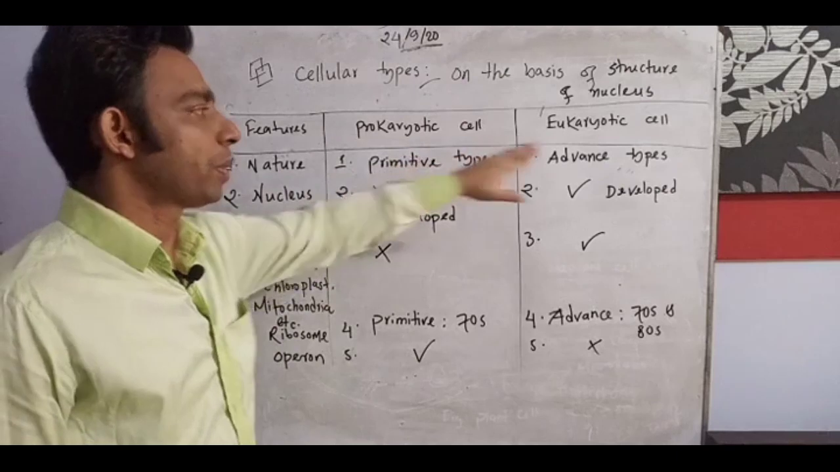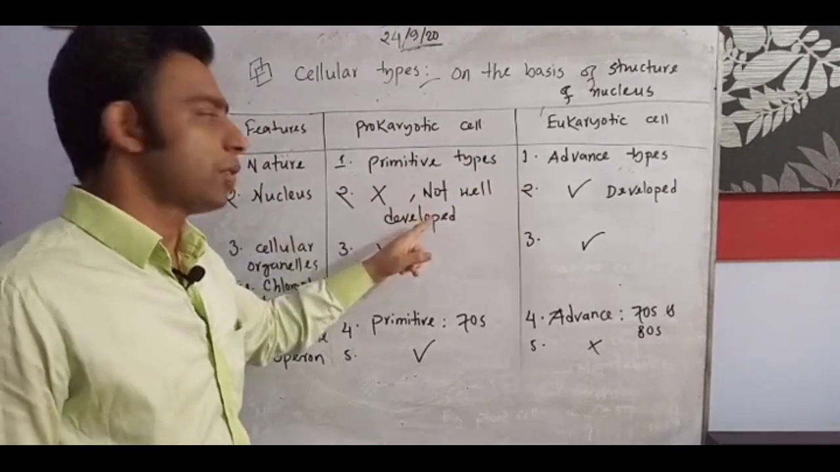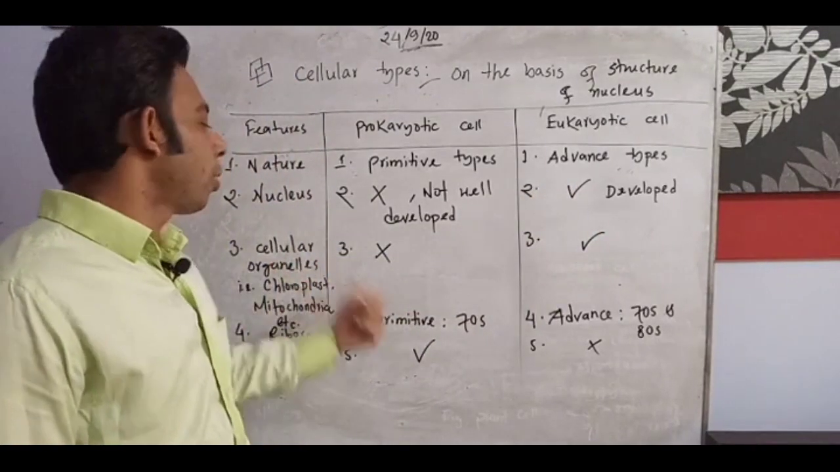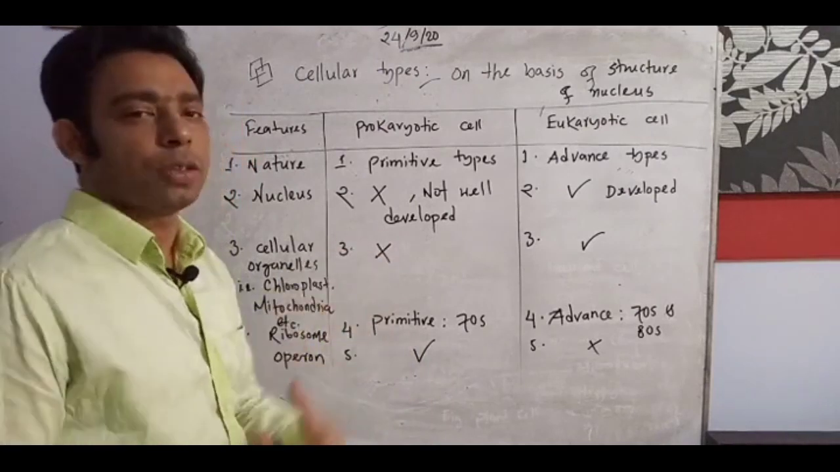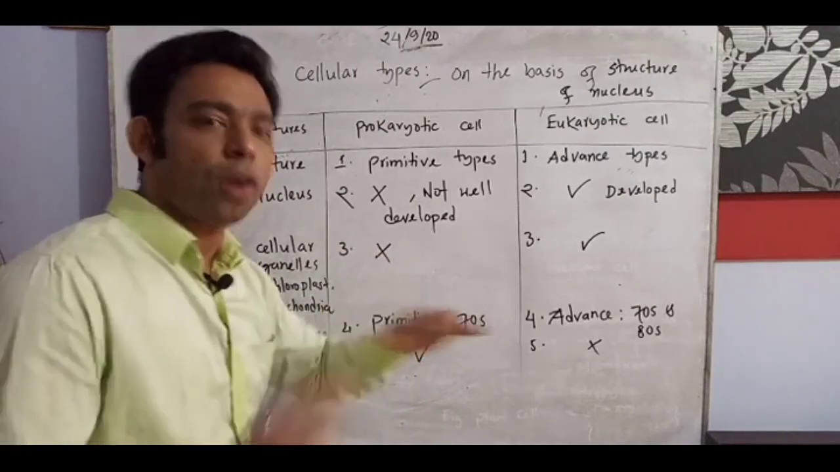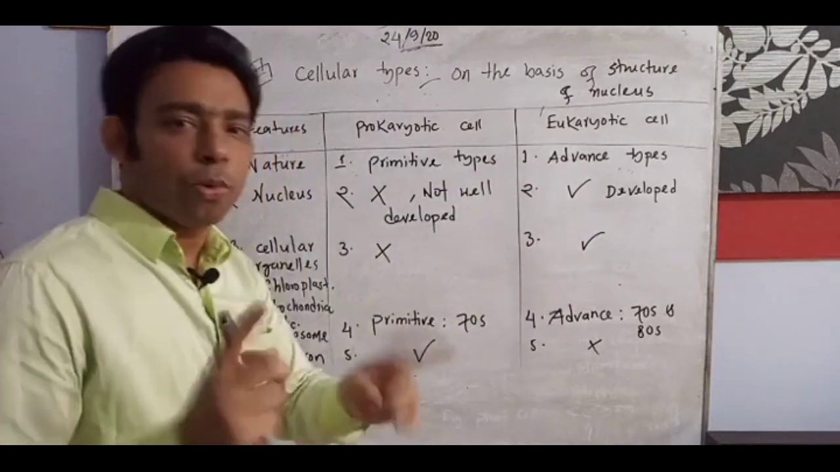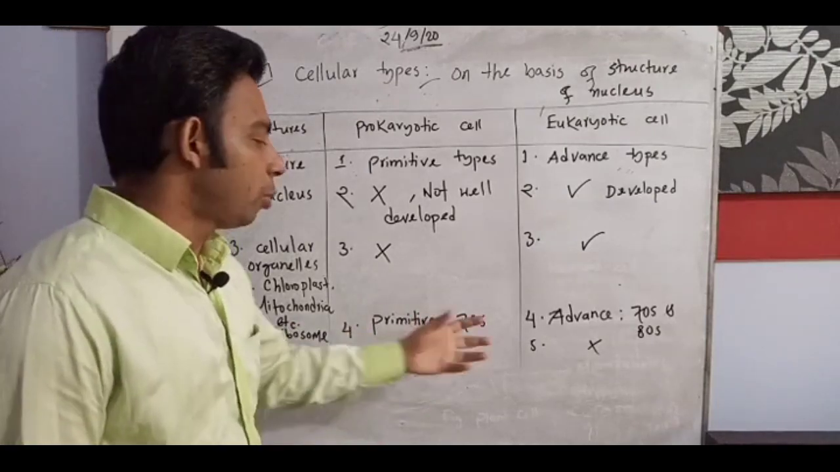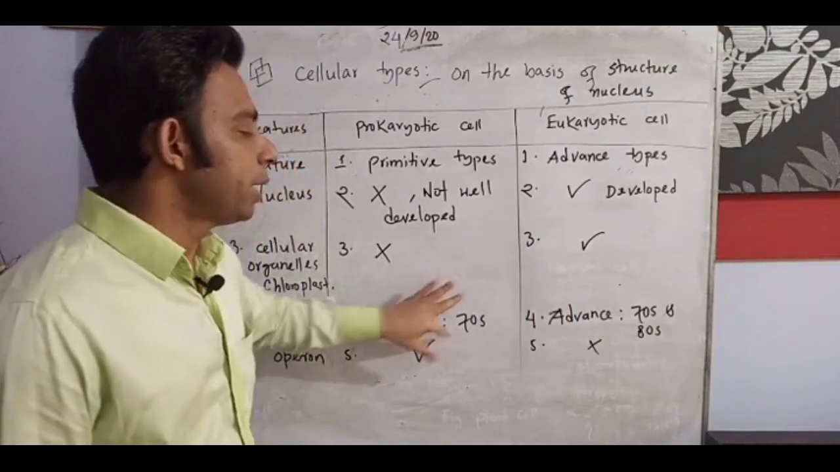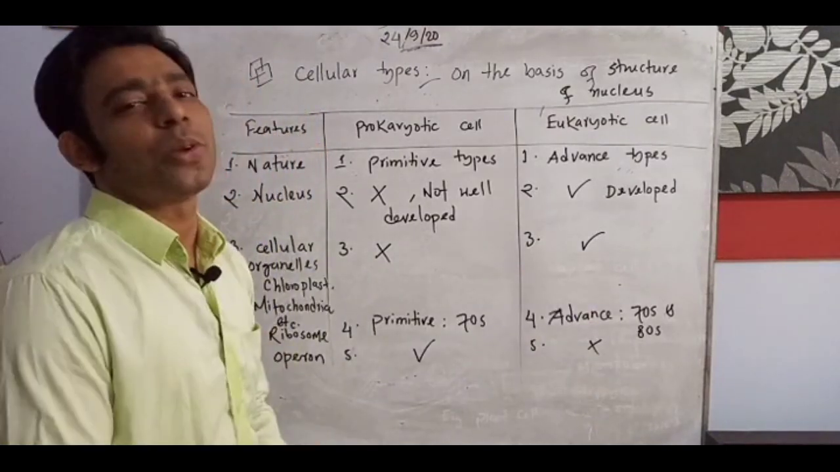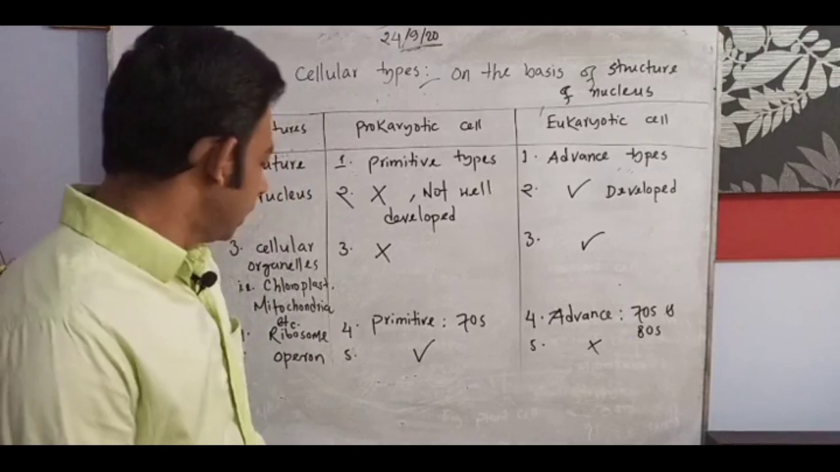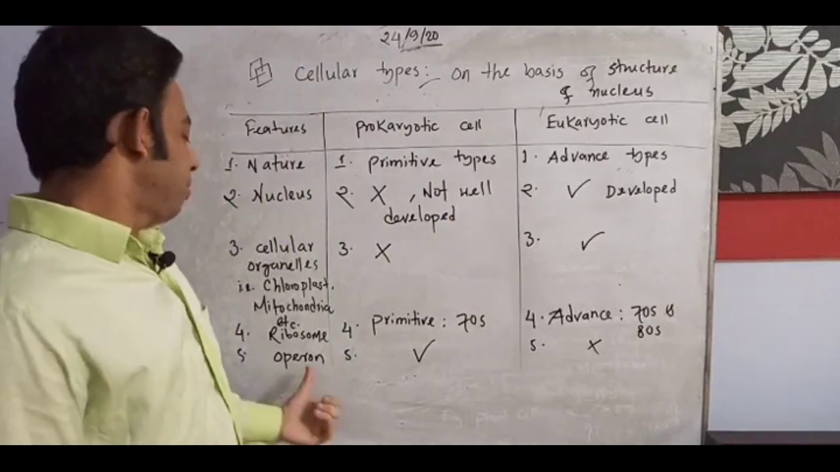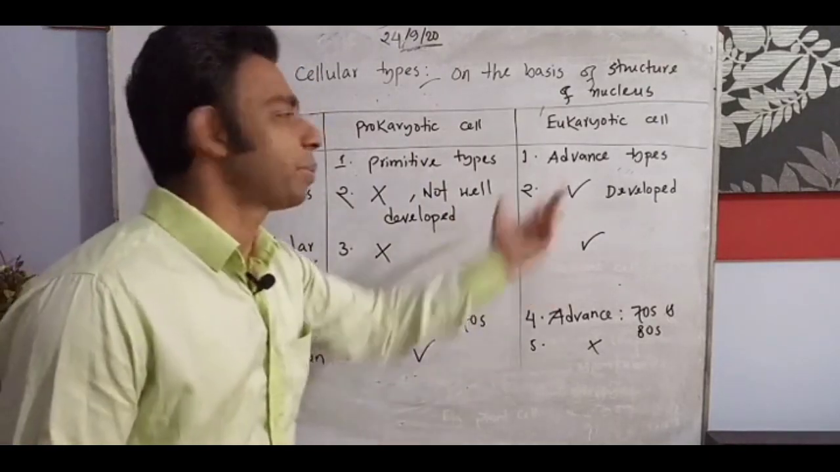Nature: primitive type, advanced type. Nucleus not present, or if present, not well developed; here, developed. Cellular organelles like chloroplast and mitochondria, very important organelles, are not found properly or not present at all. Eukaryotic cell, of course, is well arranged and properly shaped. And ribosome is primitive type. I told you about the 70S and 80S. So it is primitive type 70S and advanced type 70S and 80S. Last one, common to us: everything is not well developed or not present, primitive type, and they are all advanced type. But what are the operons present there but absent in eukaryotic cell?